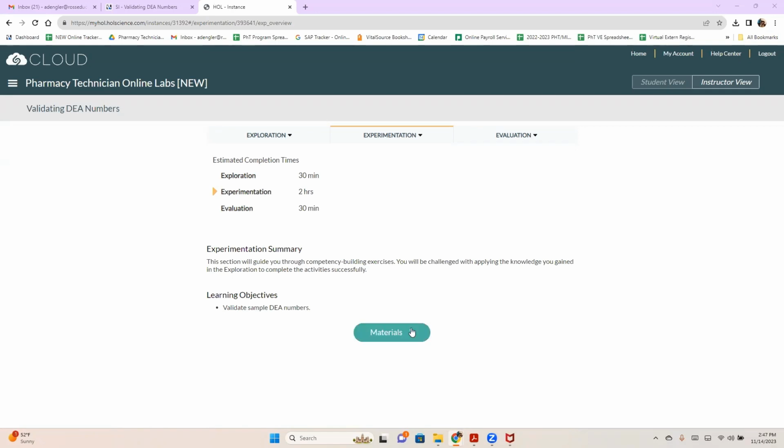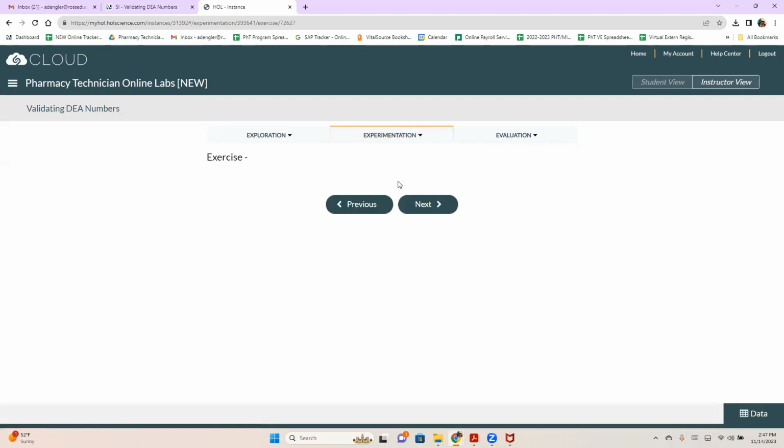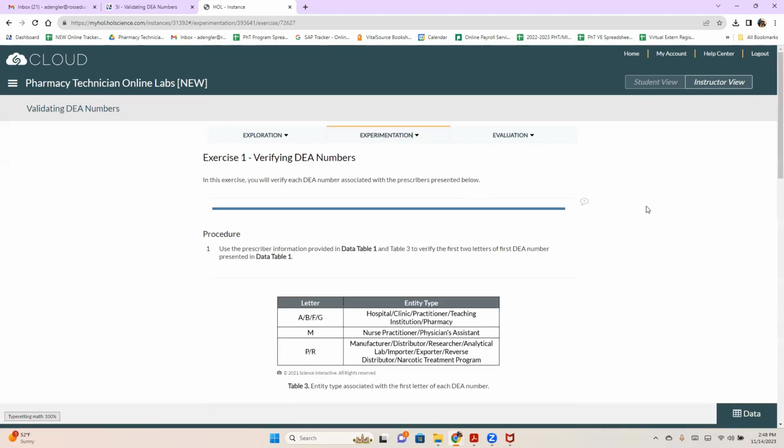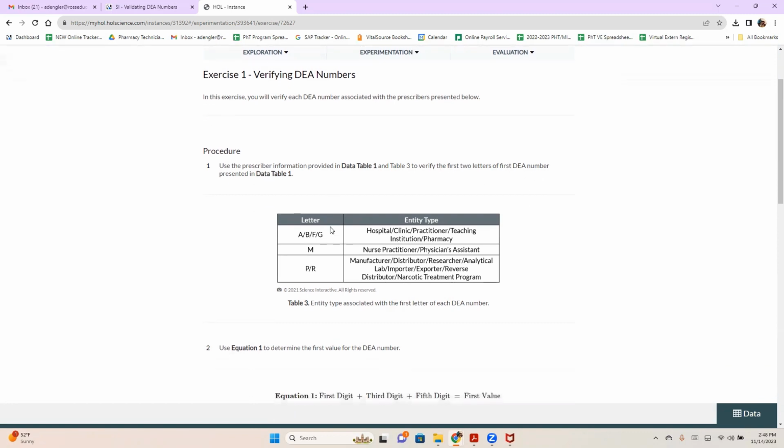All right, we're going to look at the materials that we need. So a pen or pencil, a piece of paper, and a calculator. And then we're going to go to verifying DEA numbers. Yours should take you directly to it. If it doesn't, just drop down that menu. So in this exercise, you will verify each DEA number associated with the prescribers presented below. Use the prescriber information provided in data table 1 and table 3 to verify the first two letters of the first DEA number presented in data table 1.